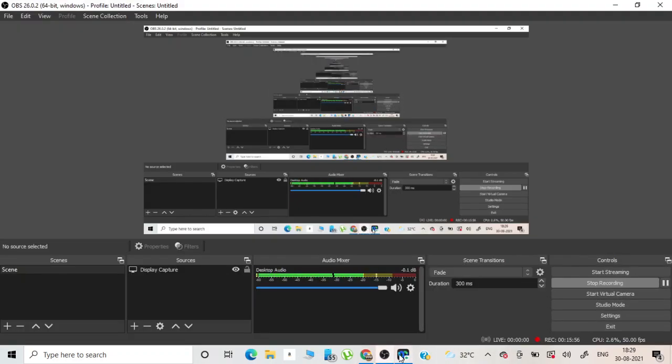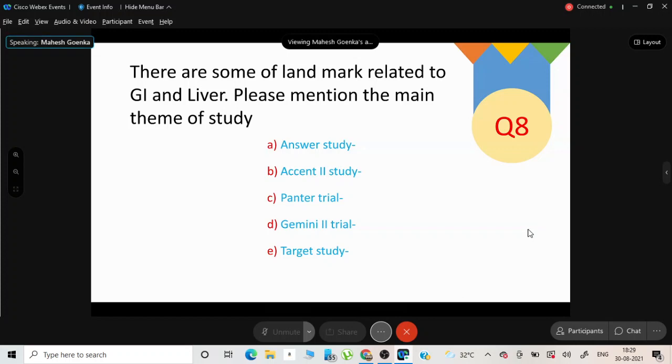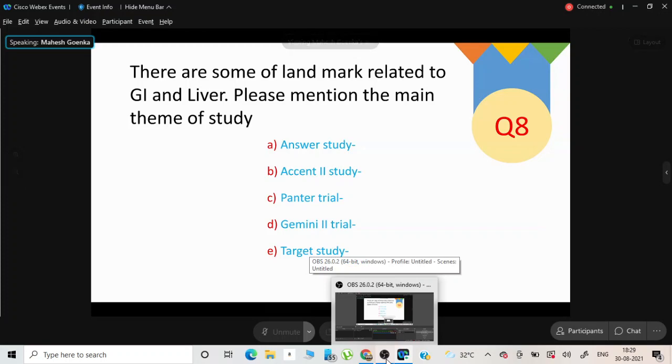These are some of the landmark studies related to GI and liver. Please mention the main theme of the study. A is ANSWER study, B is ACCENT 2 study, 3 is PANTHER trial, 4th is GEMINI 2 trial, and 5th is TARGET study. So these are the names for the study. You have to just say, we don't expect the name of the author, the journal, the year, just the basic theme of the study.